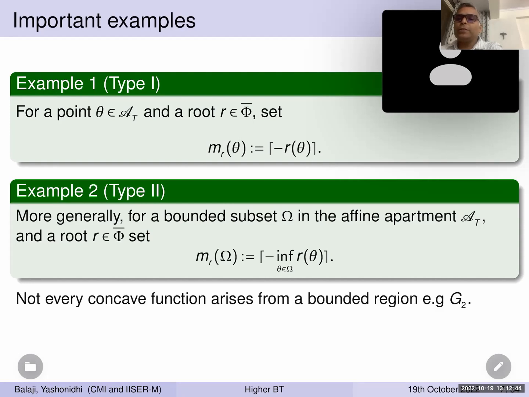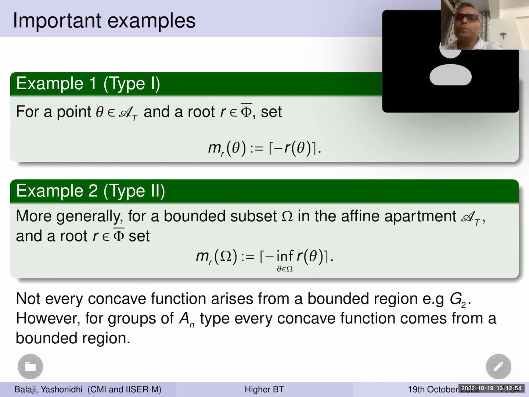Not every concave function arises from a bounded region, and we have examples over G2. However, for groups of A_n type, every concave function comes from a bounded region. And this observation will be useful later.